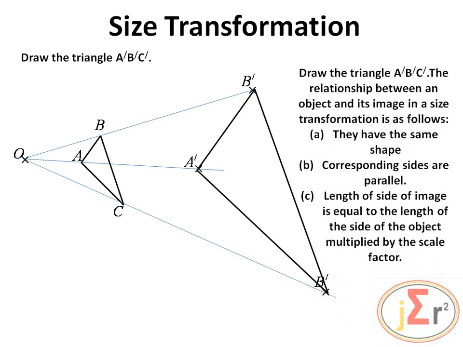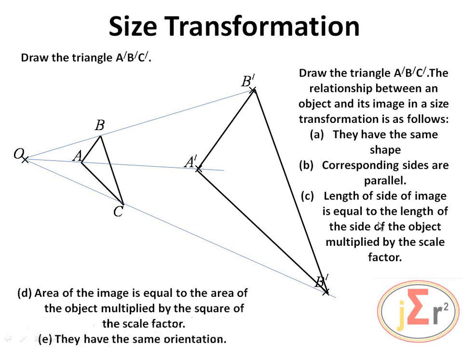The relationship between an object and its image in a size transformation is as follows. 1. They have the same shape. Corresponding sides are parallel. The length of a side of the image is equal to the length of the corresponding side of the object multiplied by the scale factor. Therefore, if from A to B is, say, 2 centimeters, from A prime to B prime should be 2 times 3 equals 6 centimeters. And we have more.